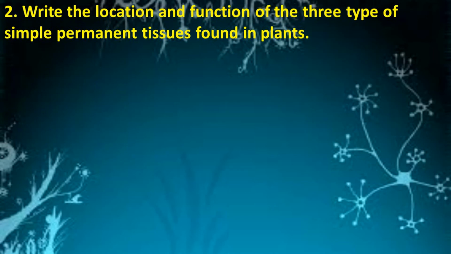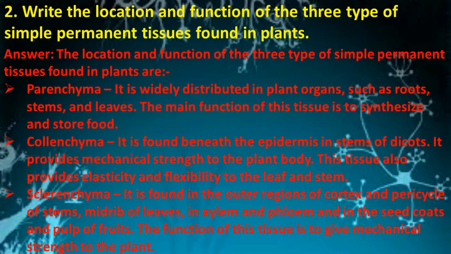Write the location and function of the three types of simple permanent tissues found in plants. The answer is: the location and function of the three types of simple permanent tissues found in plants are as follows. Parenchyma: it is widely distributed in plant organs such as roots, stems, and leaves. The main function of this tissue is to synthesize and store food.